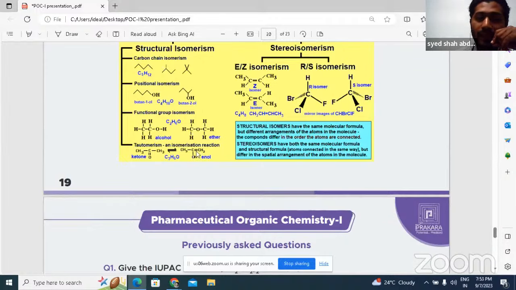The carbon which has the double bond should have the alcohol. If it is somewhere else, it is not an enol. Enol means the double bonded carbon should have the alcohol. Okay, so that is tautomerism.